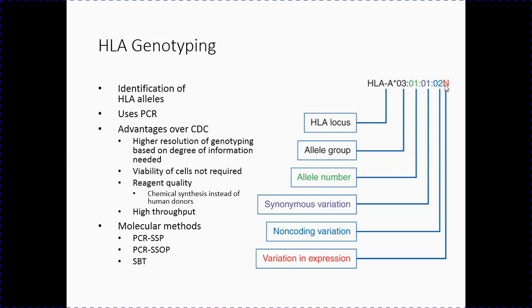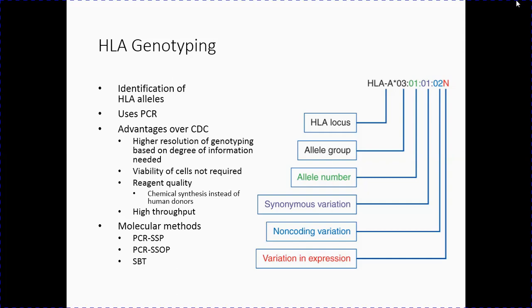The next is PCR SSOP, which is PCR with sequence-specific oligonucleotide probe hybridization, and we'll see that in a second. And then SBT, which is sequence-based typing.